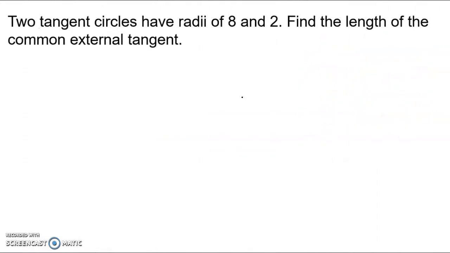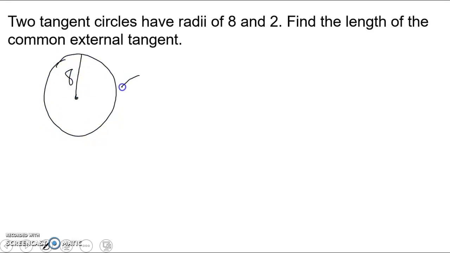All right. This one says two tangent circles have radii. They are tangent. One of them is large, with a radius of 8. The other one is smaller, but they are tangent, with a radius of 2. It looks a little bigger compared with the proportion, but anyway, we are looking for the external tangent. It has to be outside here, and because it's tangent to a radius, it has to be perpendicular to the radius. We are looking for the length of this external tangent.